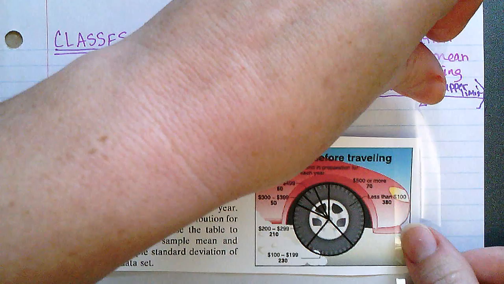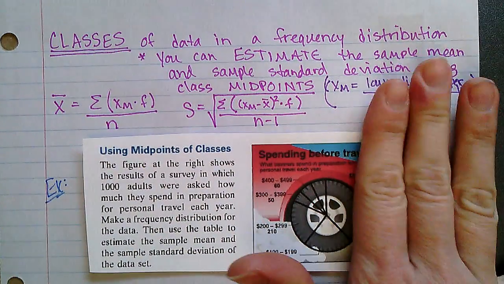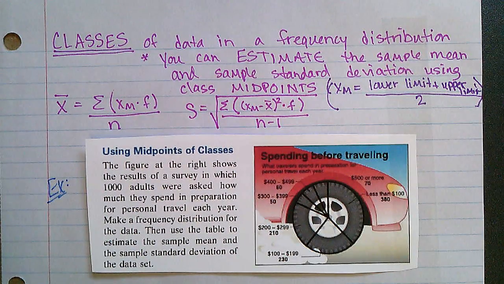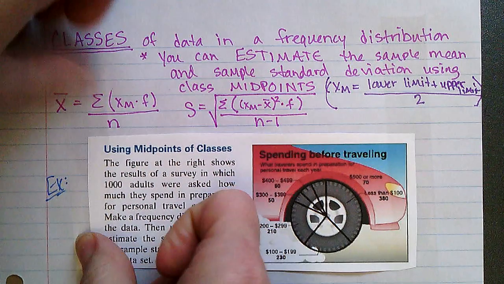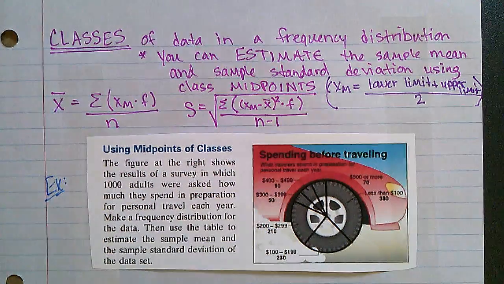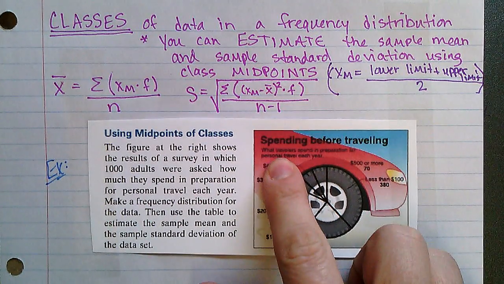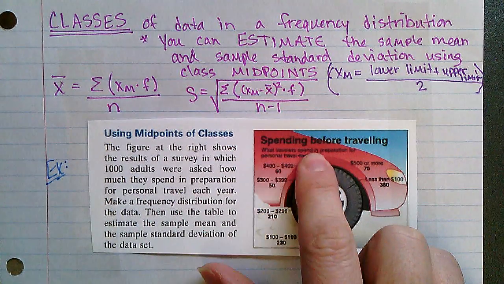We're going to make a frequency distribution for that data and then use the table to estimate the sample mean and sample standard deviation of the data set. This is about what travelers spend in preparation for personal travel each year.